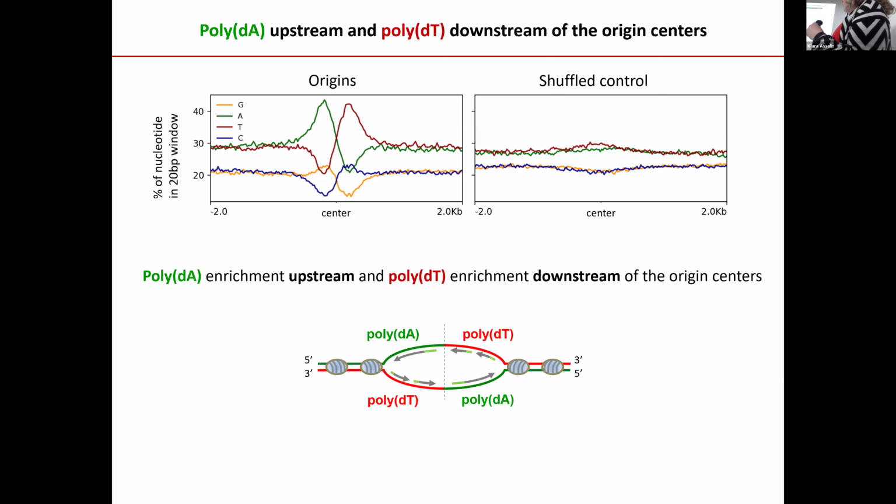We do not see this at all in the shuffled controls. So we have this situation where we have poly A enriched regions, point symmetric on the plus strand upstream of the center, and then the minus strand downstream of the center, and vice versa for poly T regions.